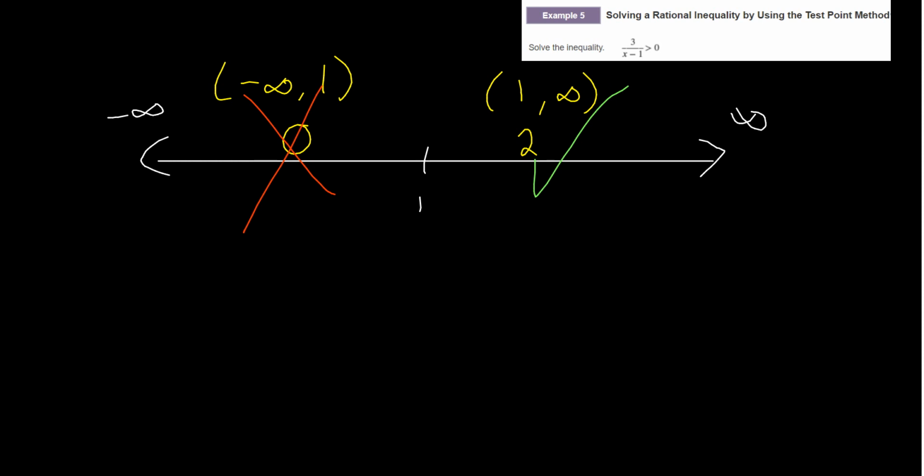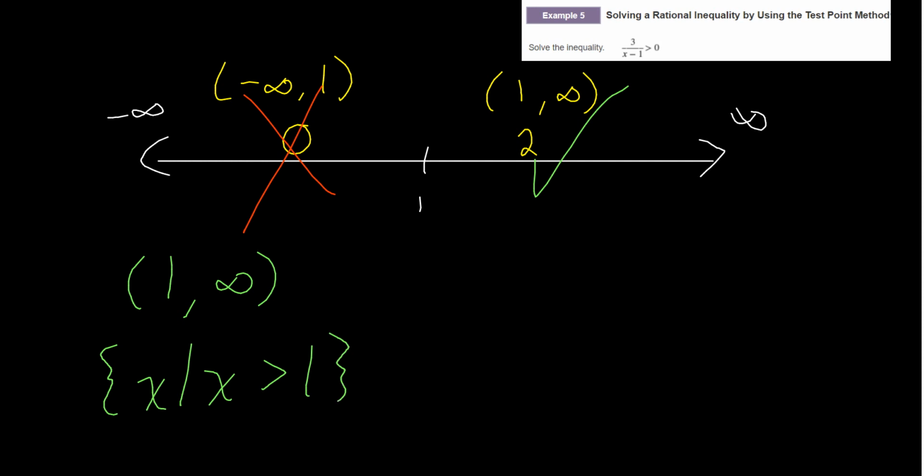interval that works. Okay, so again, in interval notation, we would write this as, so this is not an or equal to, so we're just going to simply use 1. So 1 to infinity, and then my set builder notation, which is x is greater than 1.